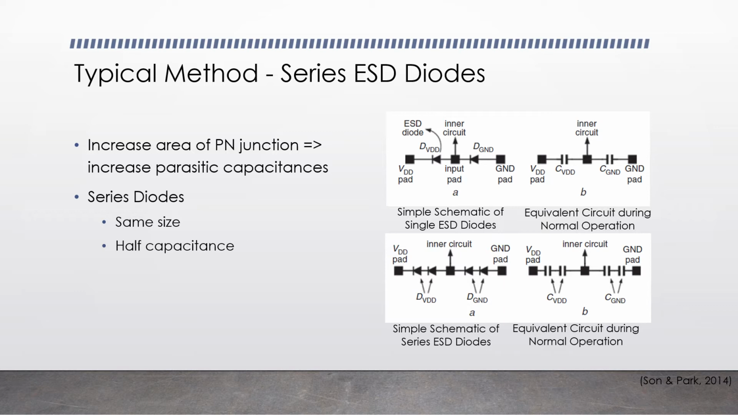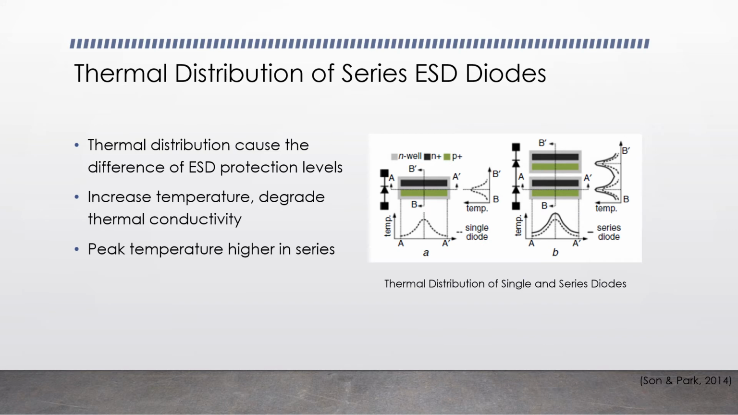Theoretically, if the sizes of the diodes are the same, the capacitance of series diodes is half of the single ones with the same level of ESD protection. Unlike the theoretical assumption, the ESD survival levels of a single diode and of series diodes are different from each other because of the thermal distribution.